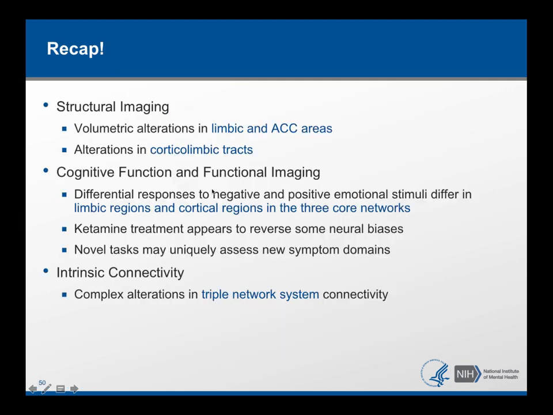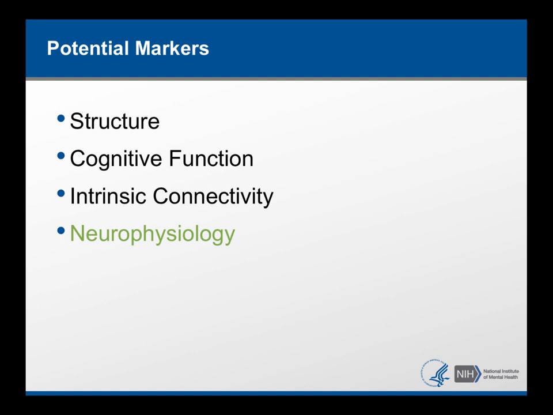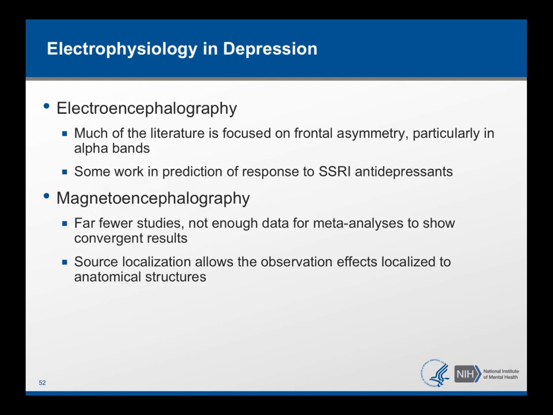So intrinsic connectivity, probably more than any other domain, has really started to point to some alterations in this triple network system. So finally, I'm going to talk a little bit about neurophysiology. The two ways primarily that we study this are electroencephalography, or EEG, and magnetoencephalography, or MEG.